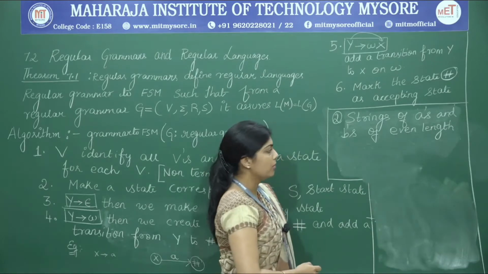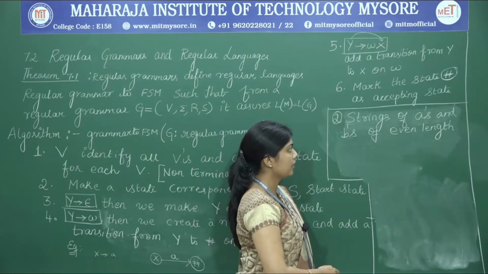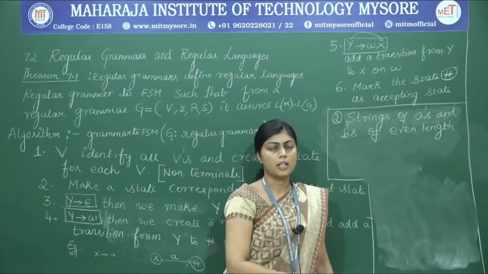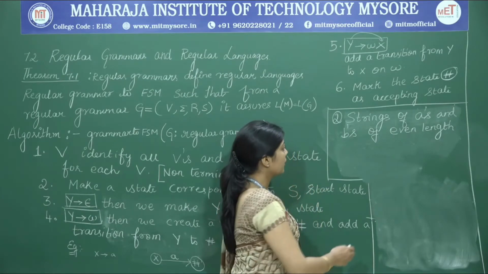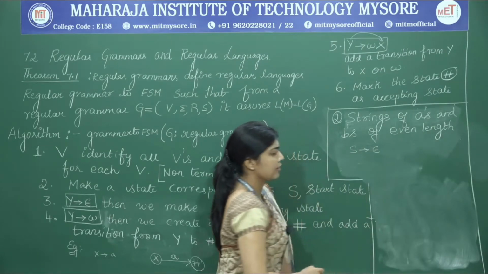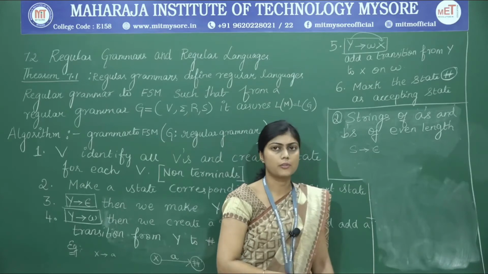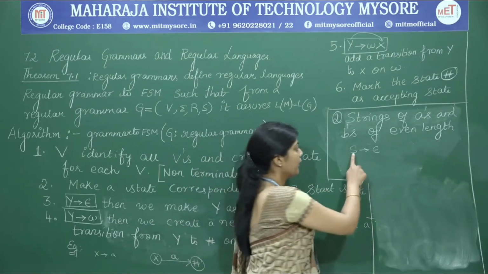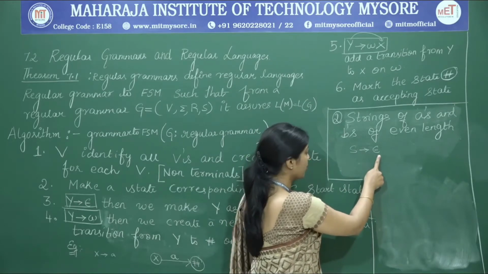Look into the second problem, which is strings of a's and b's of even length. In the previous class we have solved the grammar for this, so we'll write the grammar here. S goes to epsilon. Because the string is of even length, the minimum length string is 0, so therefore we can have S goes to epsilon.